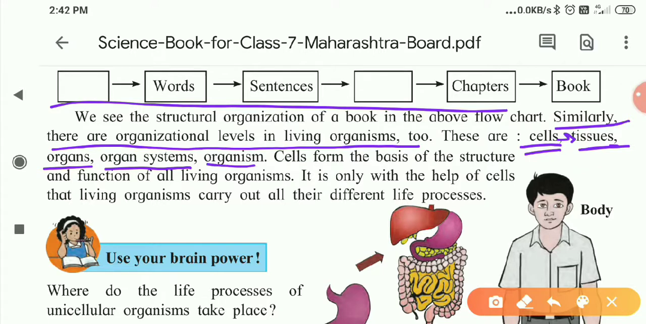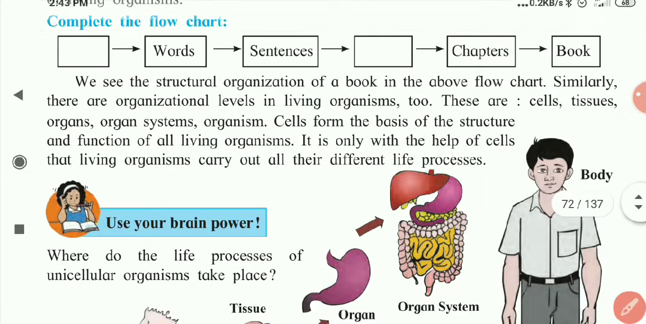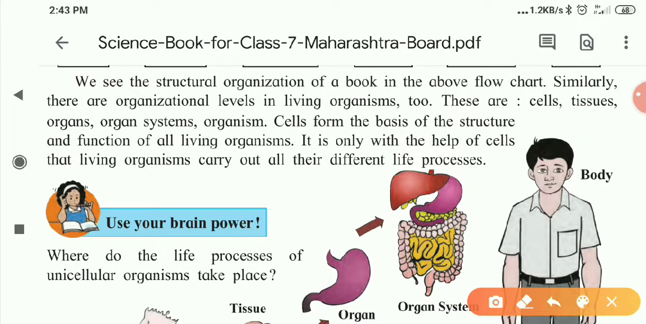Suppose the cells are from the digestive system. They are performing different functions. The cells which perform the same function form a tissue. Suppose absorption is the function, then tissues form the organ, then the organ system and the organism. In this way, the cell is the basic unit of the living organism. So we understand that cells form the basis of the structure and function of living organisms.